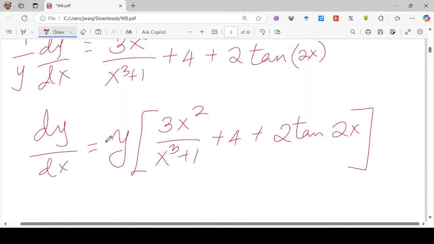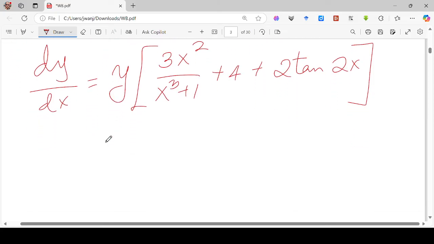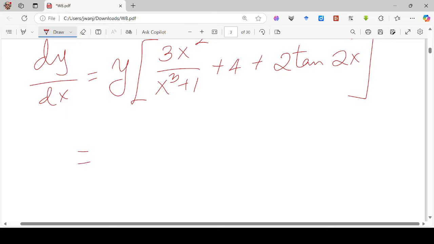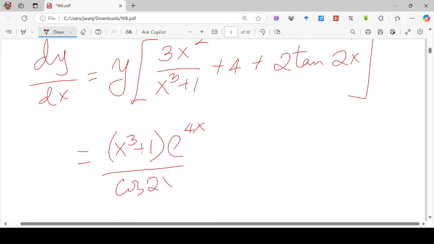Of course, we can replace our y with the expression x cubed plus 1 e raised to power 4x divided by cosine of 2x, or we can leave it in this form. But I'll just substitute x cubed plus 1 e raised to power 4x divided by cosine of 2x. This is our y.